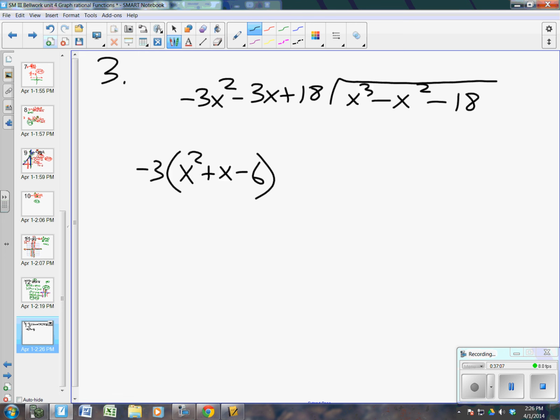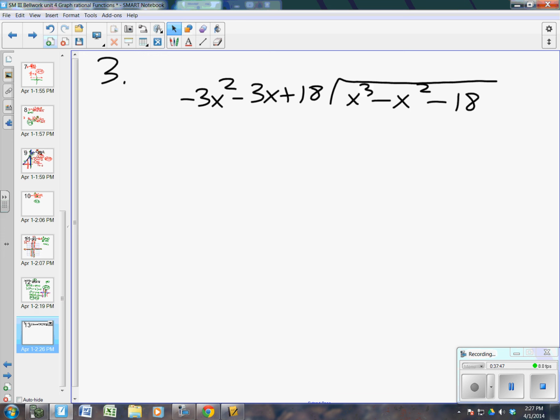You know what? Let me think about this for a second. That's a good question. I believe you should be able to, because if you factor out negative 3 on the bottom, it would just mean that the whole function's being multiplied by negative 1/3. So I don't think that would change the asymptote. Let's try it both ways. Let's do it this way first, and then we'll do it the other way.